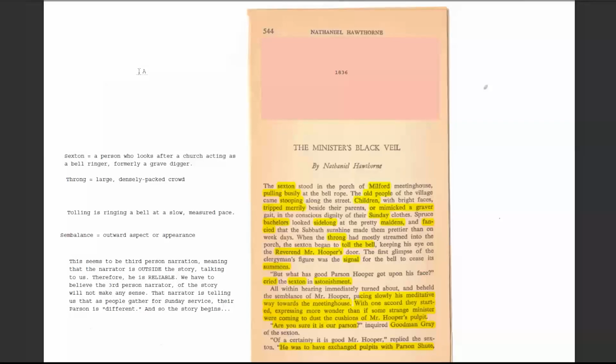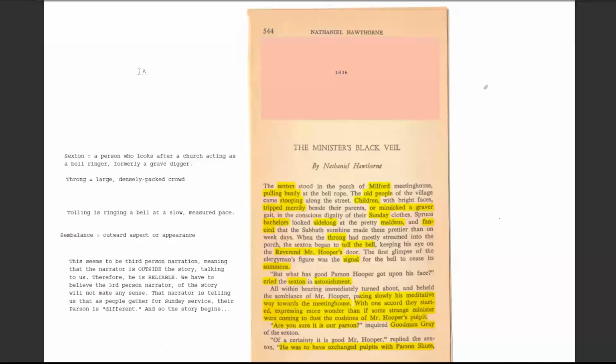So the narrator is telling us, as the people gather for the Sunday service, what's happening. We're going to find out that their parson is a little different. The title of the story, of course, is really the key: The Minister's Black Veil. You cannot assume that Hawthorne is the narrator. Remember, one of Jimmy's rules: do not assume that the author is the narrator, unless you can prove it. And in this case, it's a third-person narrator.